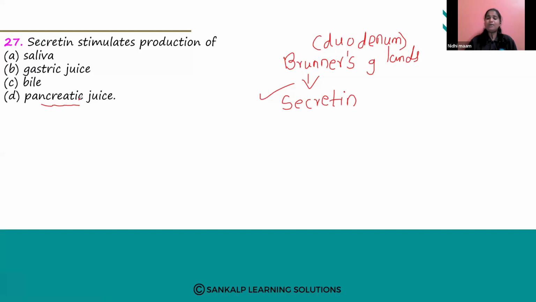You can ask me, what about the bile juice, ma'am? So bile juice, as it is secreted by the liver, it has a separate hormone which stimulates the liver and the secretion of the bile. Okay, so I will not reveal that hormone because we have the related question to it.